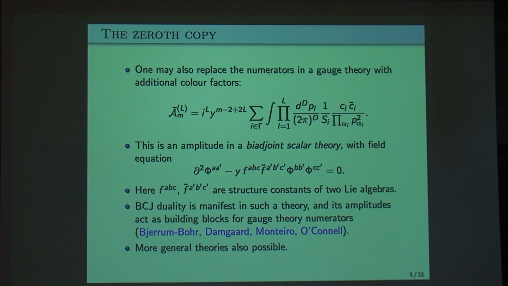And these theories have started to crop up all over the place. They crop up in this double copy story, or this zeroth copy story. They also occur in the discussion of the CHY equations, for example. So they're popping up in lots of different places.